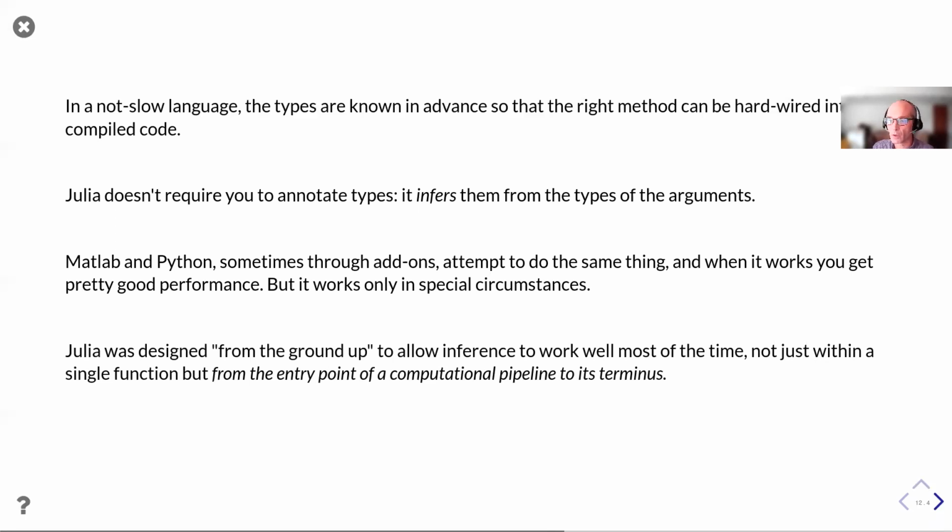And so it was built from the ground up in such a way that the very structure of the language makes it possible for type inference to succeed the vast majority of the time, not just in one function or in one loop, but actually in some cases throughout your entire computational pipeline. Many layers of code calling code calling code calling code. And so this really means that Julia can predict the entire pipeline's types, for example, and this means it never has to waste time asking what something is.